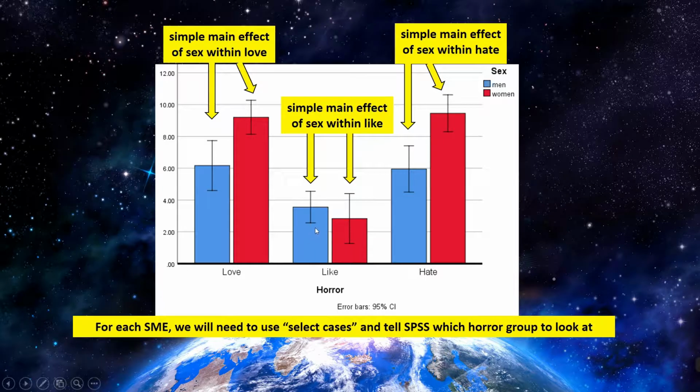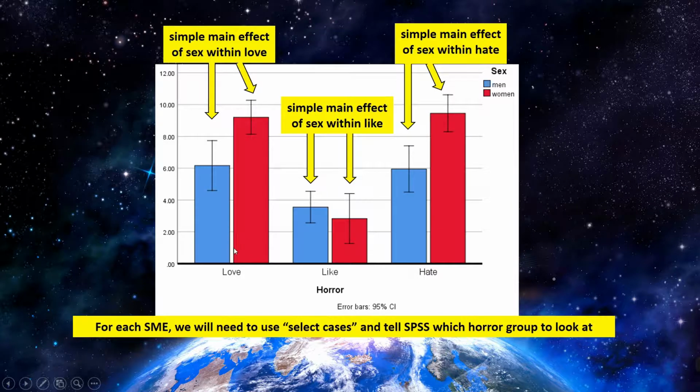Then we're going to look at these 2 means. And again, this time we're looking at the difference between men and women, but for those who said that they like horror movies. That would be the simple main effect of sex within like. And that'll be an independent t-test. And then finally, we will look at the difference between men and women, but this time it's just going to be for those men and women who said they hate horror movies. And that's going to be a simple main effect of sex within hate.